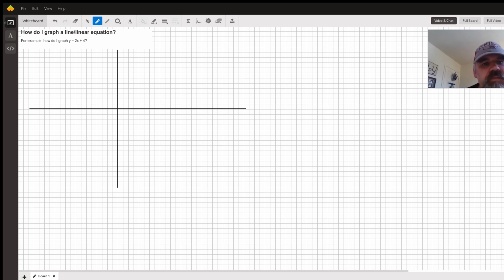So if I'm going to graph this particular equation, let me switch to my pen. Y equals 2x plus 4. Yeah, that's horrible. Let me try that again. Y equals 2x plus 4. Just wasn't pressing hard enough. Okay, so this is a certain form of an equation.